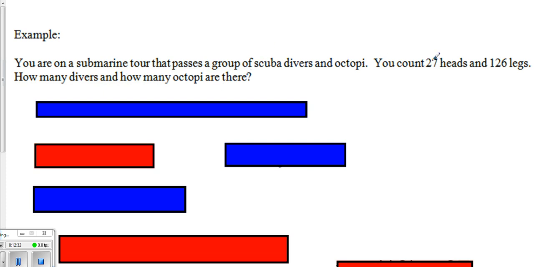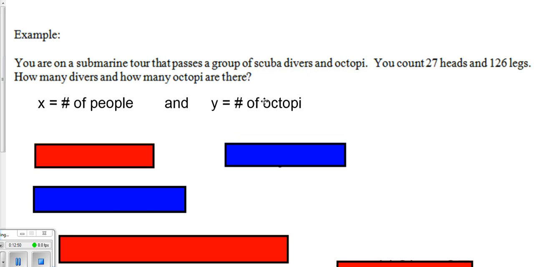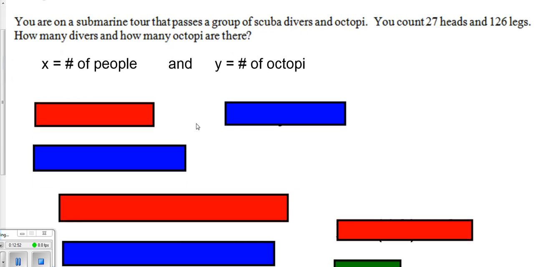So you should be able to tell, if there are 27 heads and 126 legs, you should be able to figure out how many divers and octopi there actually are. So first things first, we need to define our variables. We'll say x is the number of people, or the number of divers. Y is the number of octopi. So we have our definition of each of our variables.